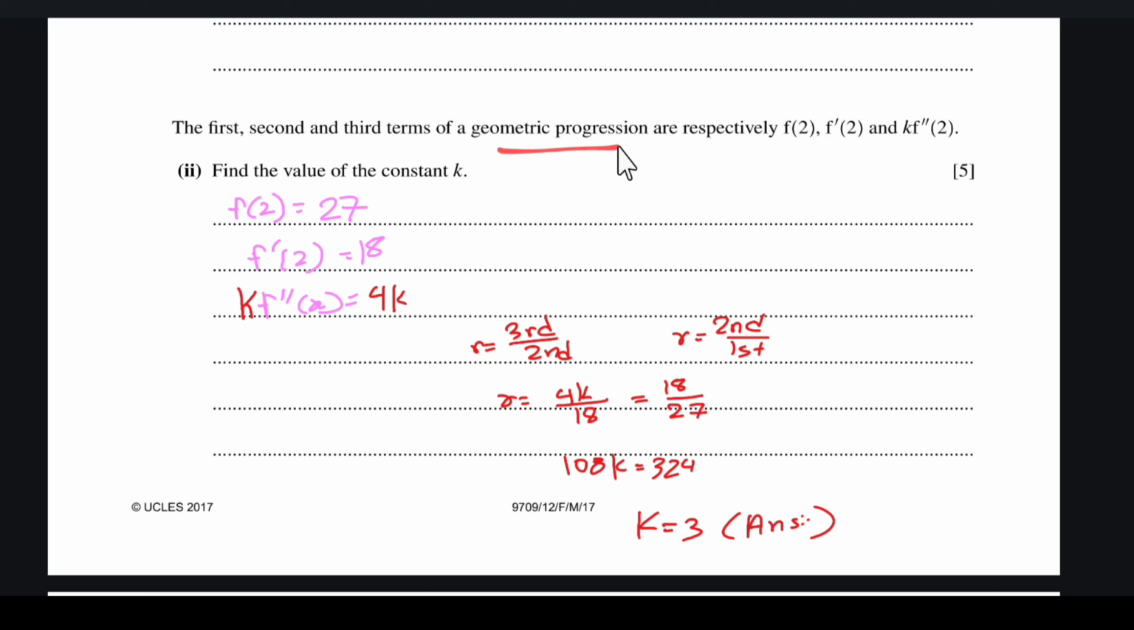Then since it is a geometric progression, the terms would be a r to the power n minus 1, where r is represented by the third term by the second term or the second term by the first term, that is the ratio between these terms. So third term by second term is equal to second term by first term, as these two values represent r. So we equate this and find the value of k, that is 3.